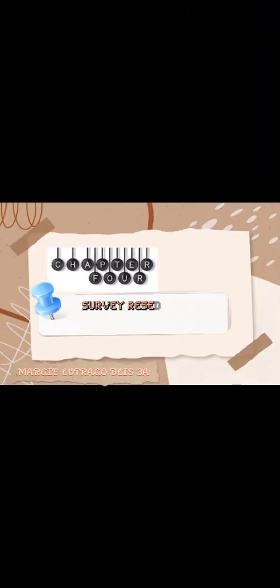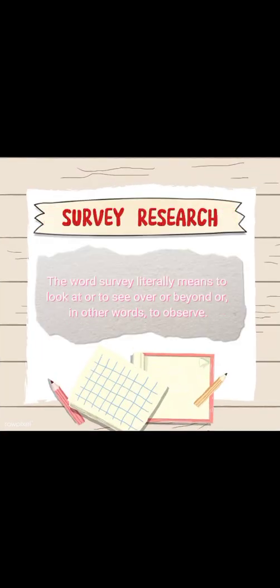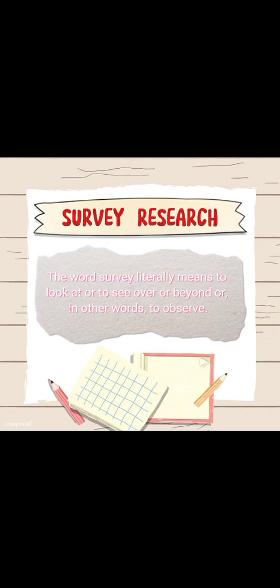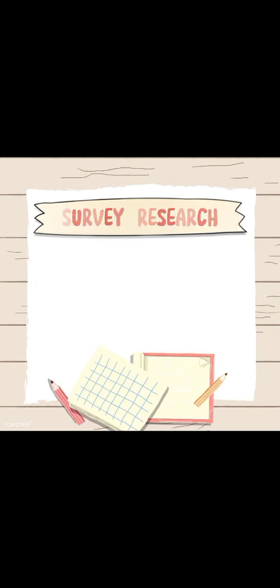I am going to discuss Chapter 4, Survey Research and Sampling. The survey is a group of research methods commonly used to determine the present status of a given phenomenon. Survey research. The word survey literally means to look at or to see over or beyond, or, in other words, to observe. Observations made during the course of a survey are not limited to those of the physical type, however, and techniques commonly used for collecting survey data will be considered later.